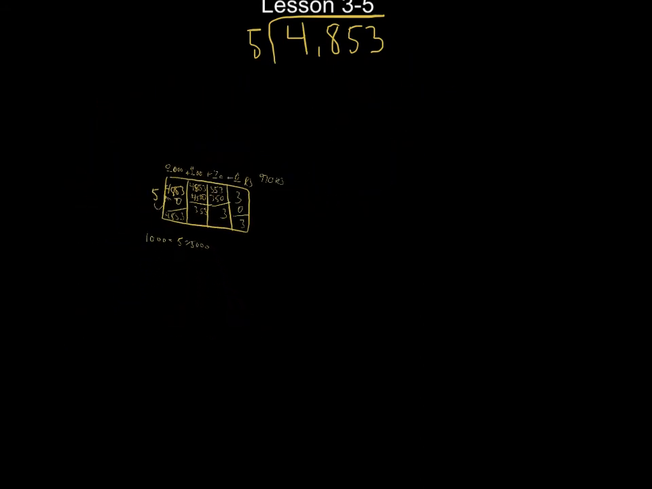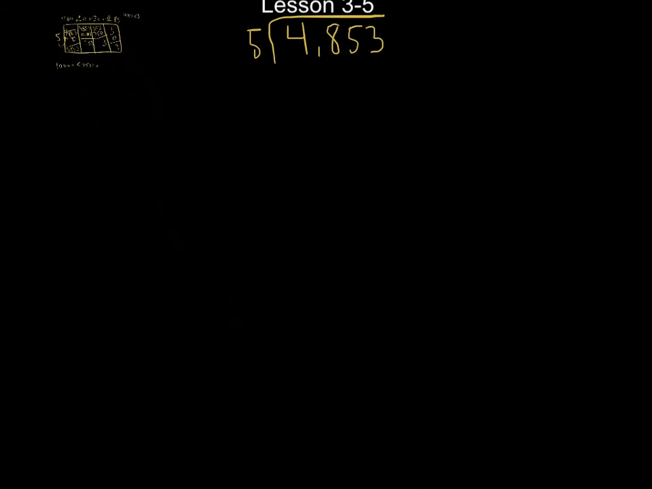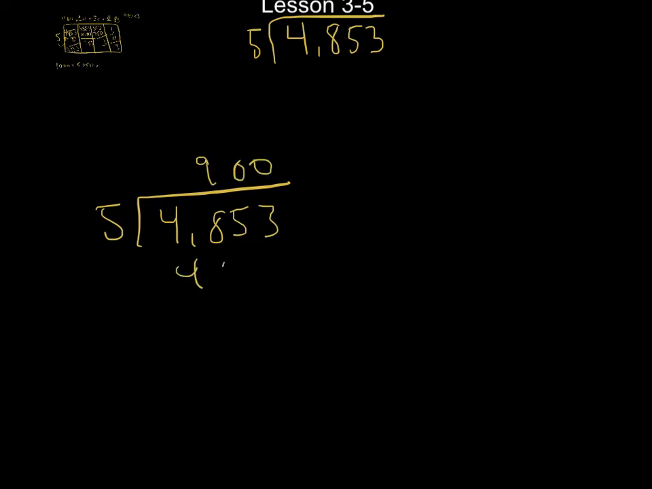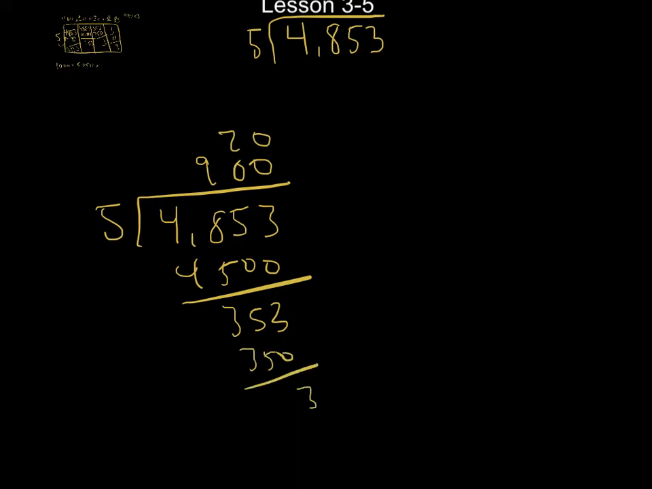Alright, so let me get this out of the way. That was one method. Now I'm going to do the expanded notation method. Basically, we build up. 4,853. So I'm going to say 5 times, let's do 900, will give me 4,500. Subtract, you get 353. Then you get 5 times, let's do 70, will give me 350. We'll subtract it, you get 3. That's a 7. And now my number is lower than my divisor, so I have a remainder of 3. You add these two together, you get 970 with a remainder of 3.